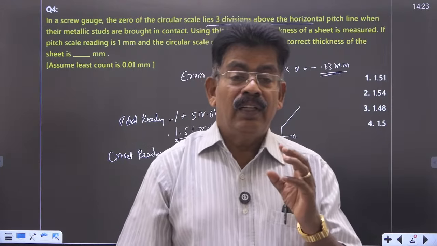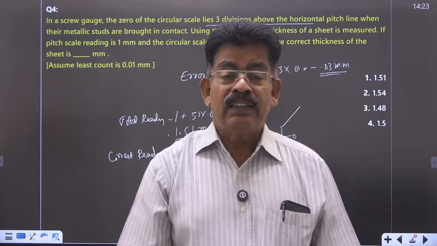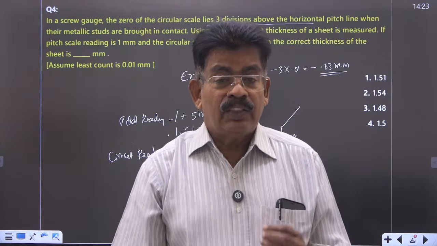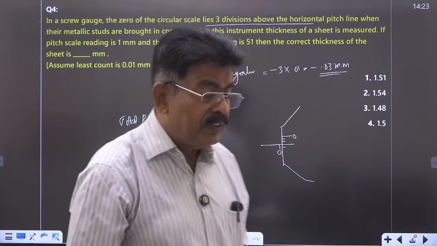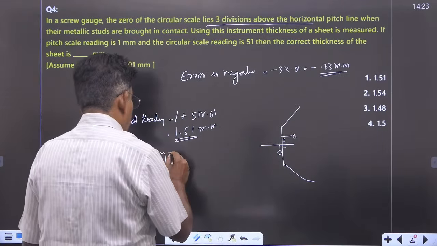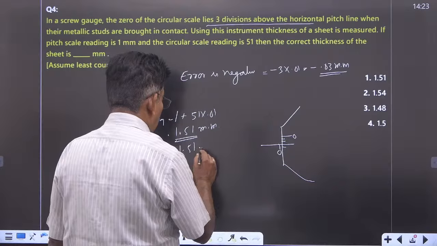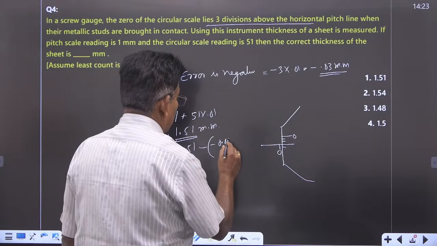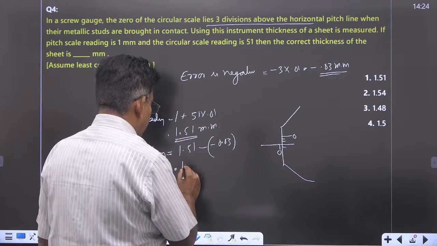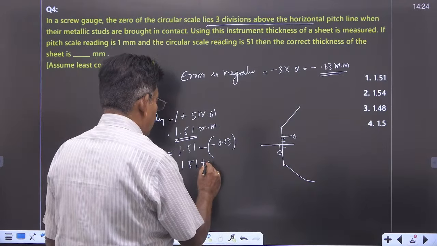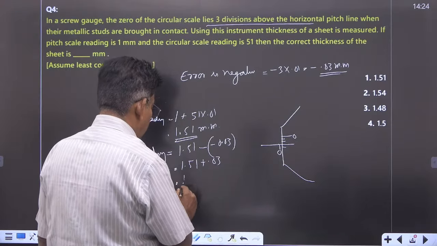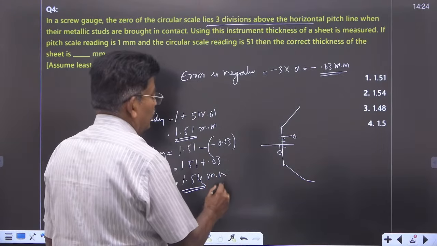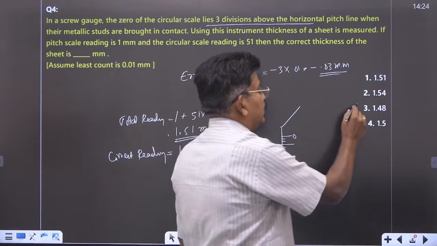But within the condition, 0 error is always subtracted with sign. So total reading is 1.51 minus of minus 0.03. Minus of minus will become plus: 1.51 plus 0.03, that is 1.54 millimeter. Yes, so this is the answer in millimeter.